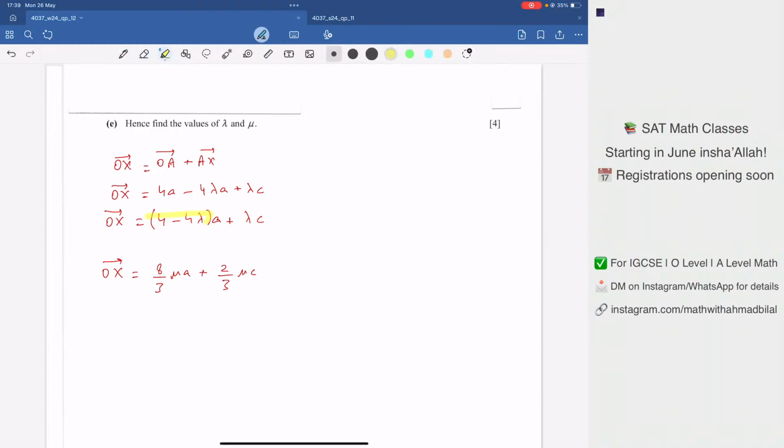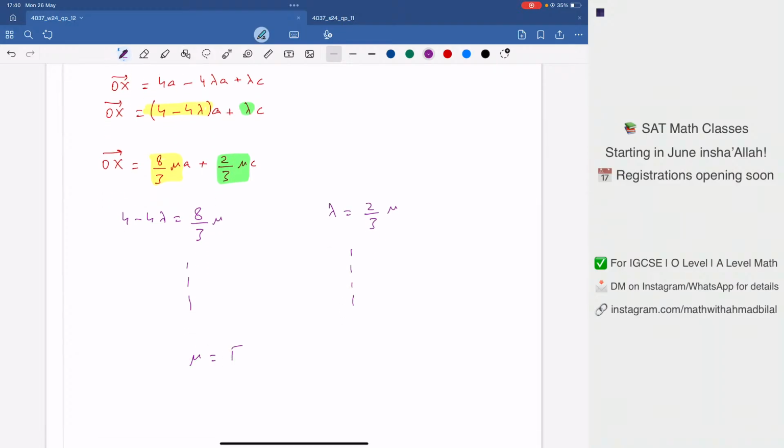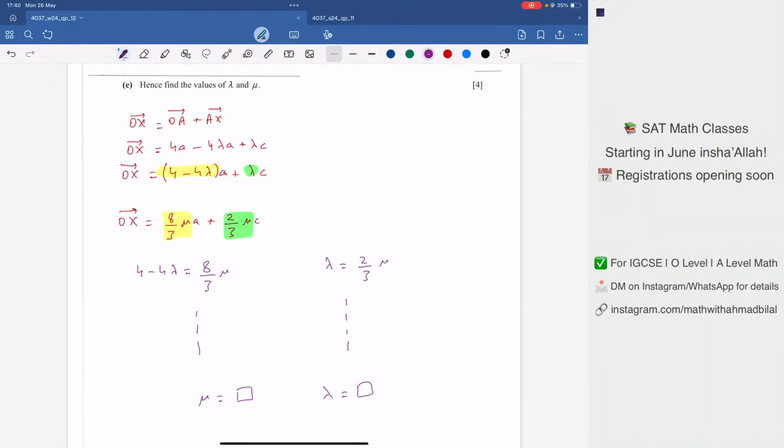We could say the coefficients of A should be equal to each other, and the coefficients of C should be equal to each other. And that gives us two equations. You have 4 minus 4 lambda equals 8 over 3 times mu, and you have lambda equal to 2 over 3 times mu. You solve these two equations simultaneously, find the values of mu and lambda, and that's what we were looking for. Right after this, that's pretty straightforward. I'll leave it for you to do. So you just compare both of them, and that should give us the result.